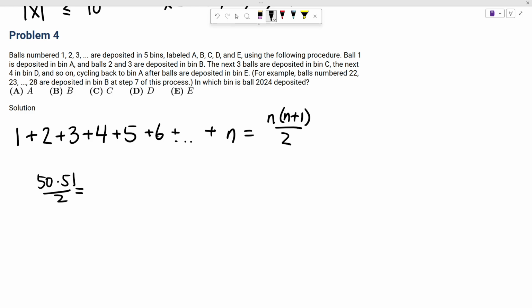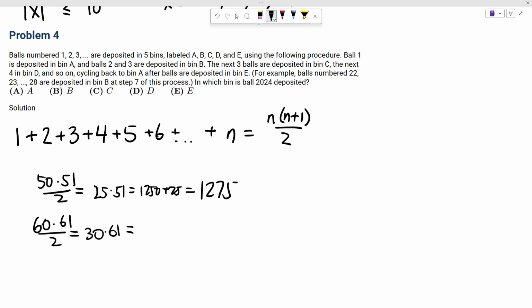This is going to be, let's see, 25 times 51, which is 1250 plus 25 equals 1275, which is way too small. Let's try 60. This is probably going to be too small as well, but it's going to be closer. This is going to be 1830. So now this is when we add up to 60.